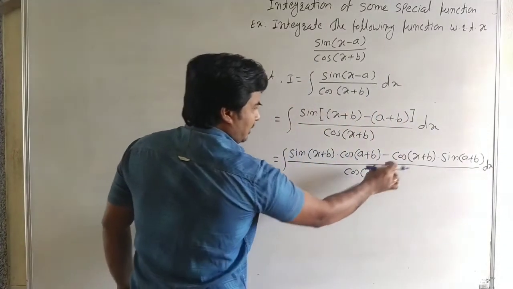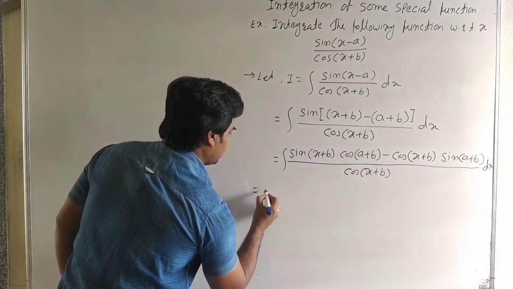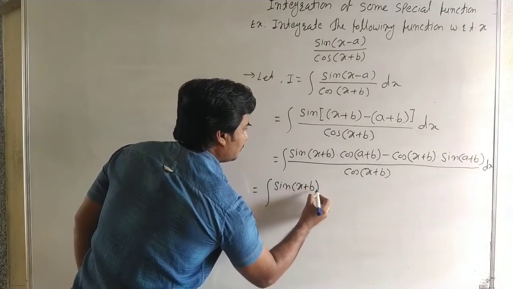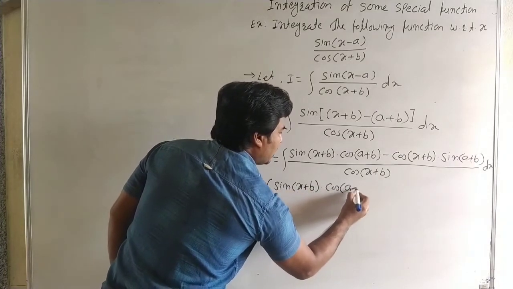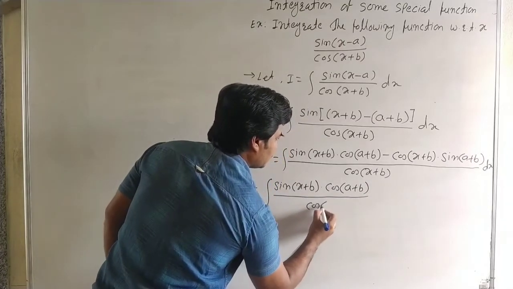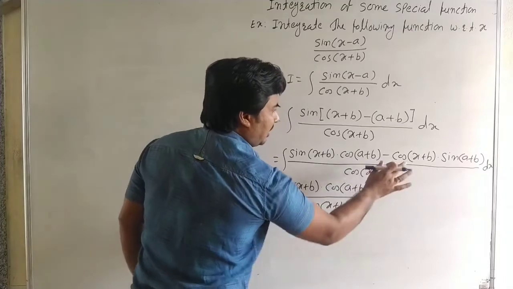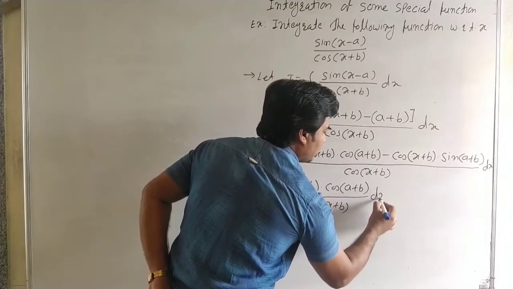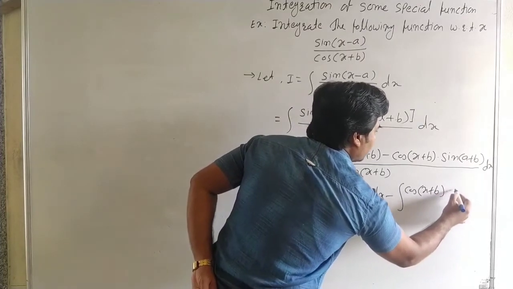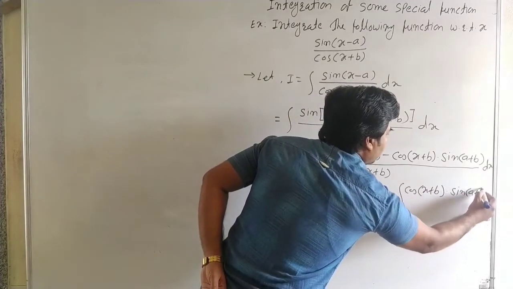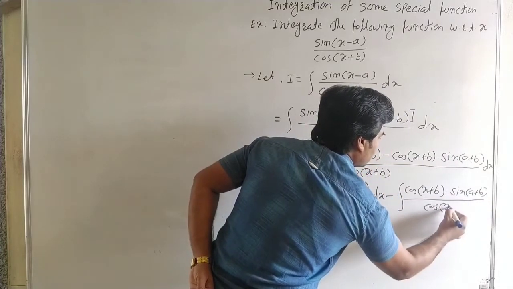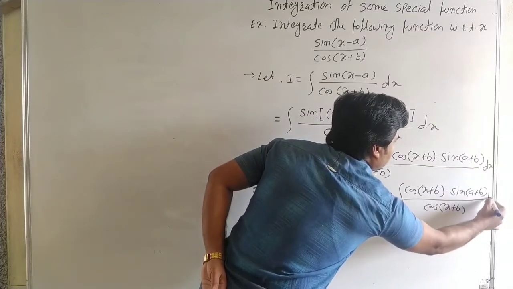Now again separate the denominator. Here we separate it, see carefully: sin x plus b into cos a plus b upon cos x plus b. Separate denominator and separate integral. So here we can write with respect to x minus cos x plus b into sin a plus b upon cos x plus b with respect to x.